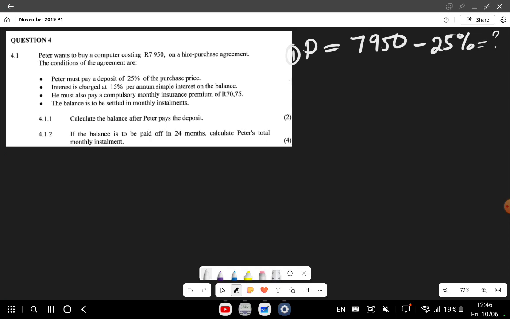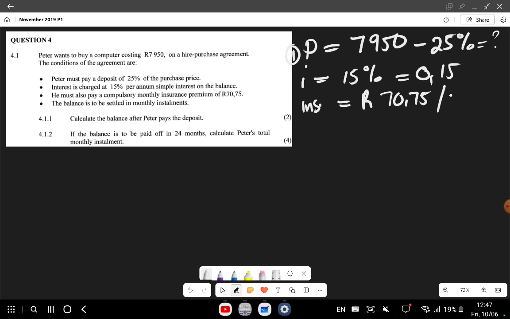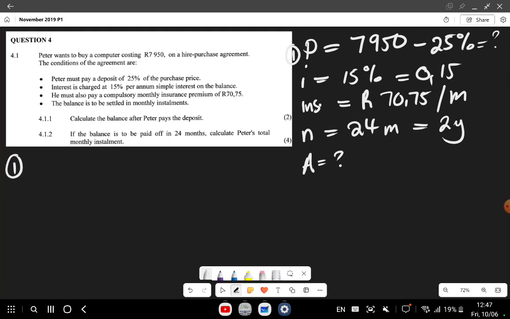The second piece of information is they're telling us the interest is 15%, which we normally write as a decimal, 0.15. Insurance must be an additional 70 Rand and 75 cents per month, and we are paying in 24 monthly installments, which is equal to 2 years. A is not in question as yet. So question number 1 is asking me what's the principal amount.